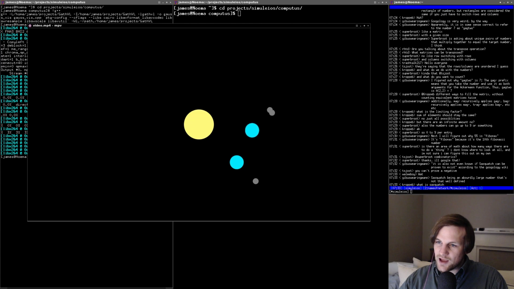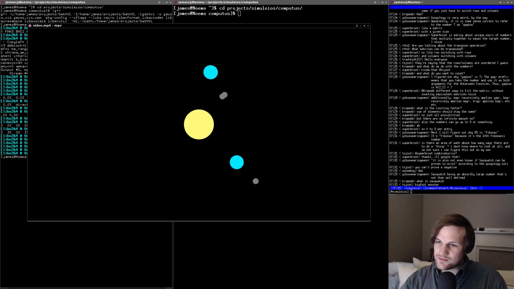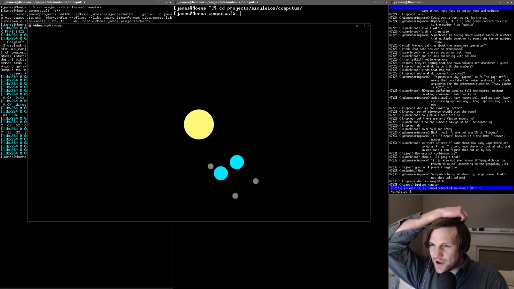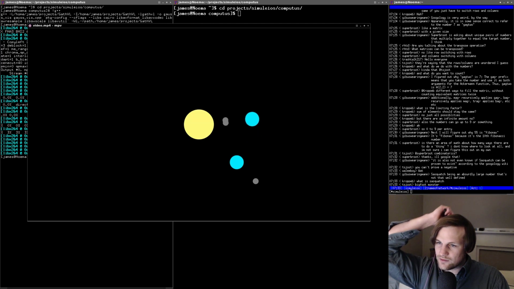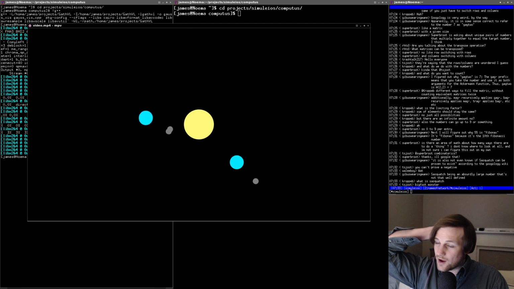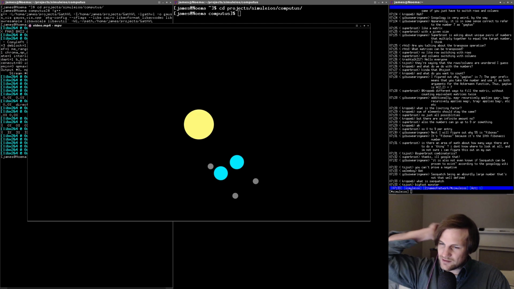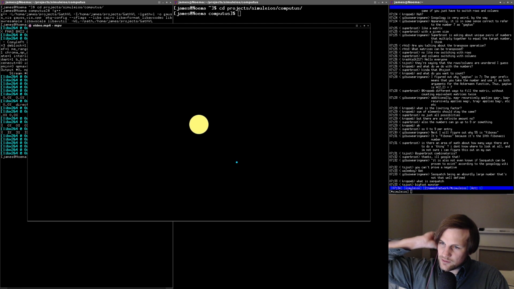Let me go ahead and catch up on chat. Let's see. I figured out why GAG2 is 7. The GAG prefix means that the number is used as both arguments for the Ackermann function, thus GAG2 is A227. Different ways to fill the matrix without counting equivalent matrices. Additionally, MAG recursive applies to GAG bag. I have no idea what we're talking about. What's the limiting factor? Some of the elements should stay the same. No, just possibilities. But there are an infinite amount. Also, numbers can go up to 9 or something. So 0 to 9 per entry.